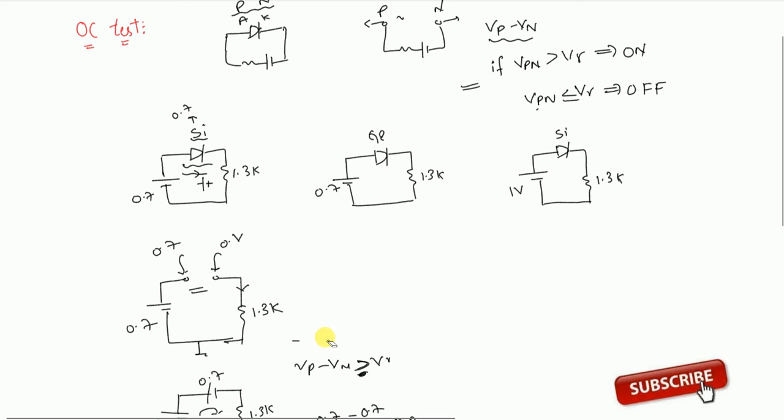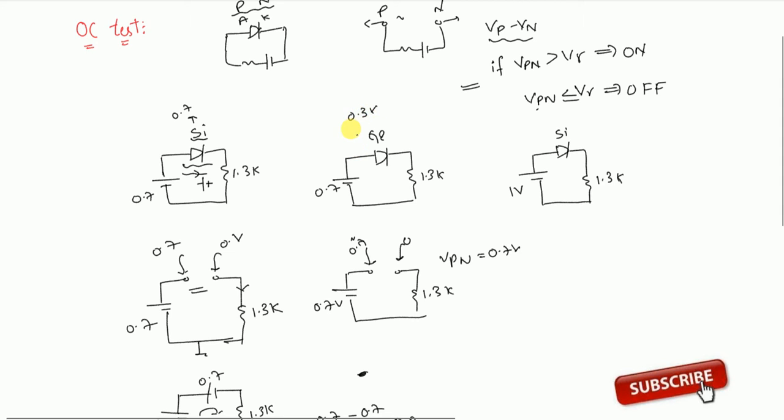Next, observe the next problem. Here a circuit is given. It is germanium diode. So what is the first step? Open circuit the diode. It is 0.7 volt. It is 1.3K, and find out the Vp minus Vn. Vp is 0.7, Vn is 0, Vpn is 0.7 volt. Threshold voltage of germanium is 0.3 volt. I told you this in the first lecture. So since Vpn is greater than V threshold, diode will be in on condition.